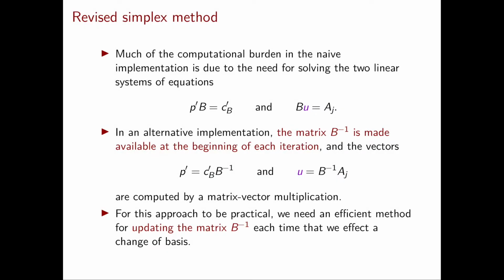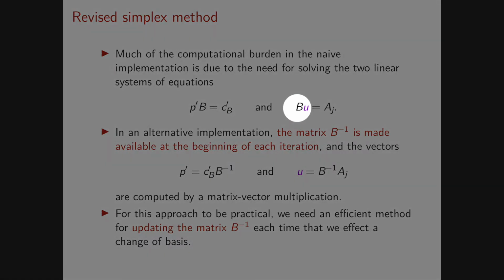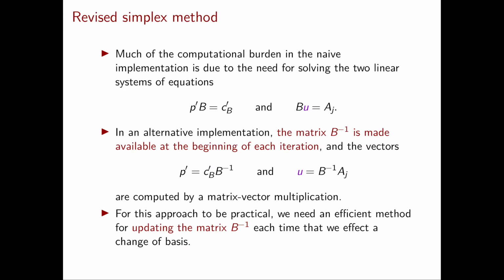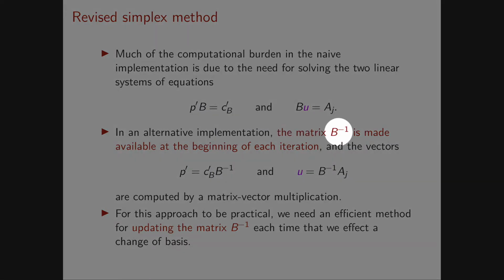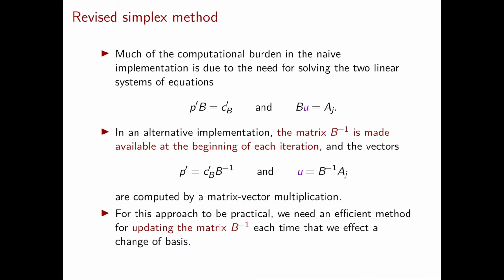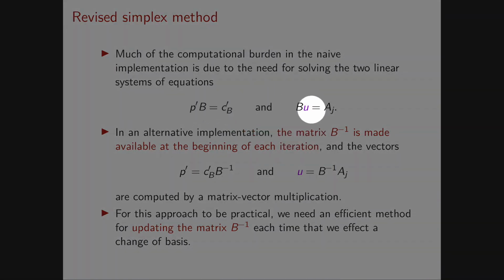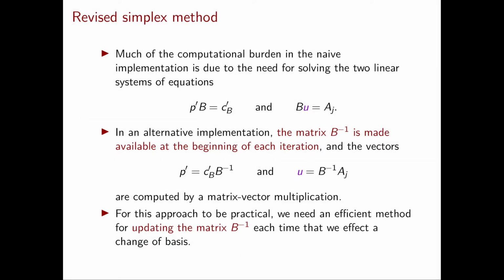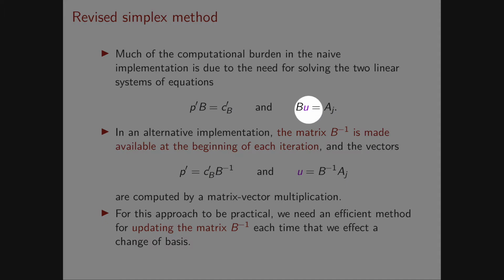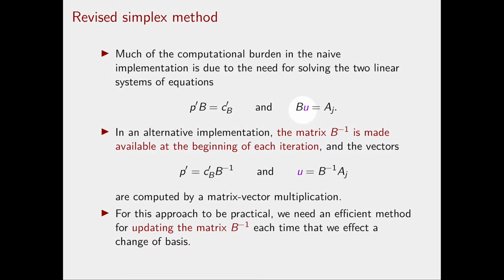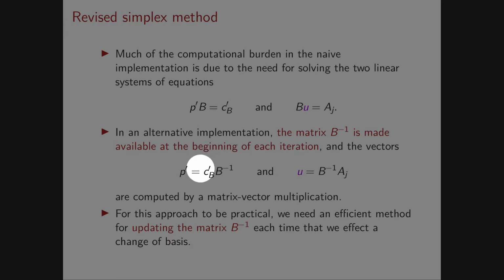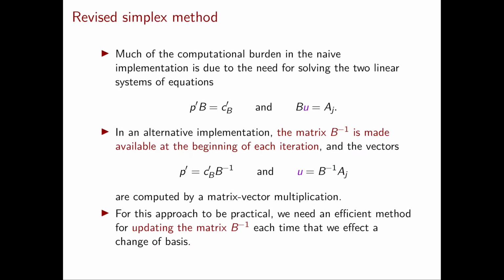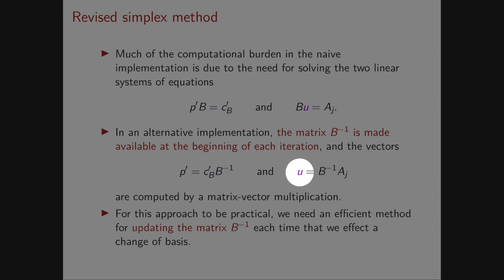The main idea behind the revised simplex method is to notice that in both these systems, the matrix B plays a key role. In fact, if we had available the matrix B inverse, then we could compute both vectors P and U much more quickly. If we multiply the first system by B inverse on the right and the second system by B inverse on the left, then we would obtain that P can be calculated as the product CB transpose B inverse, while the vector U can be computed with the matrix vector multiplication B inverse AJ.